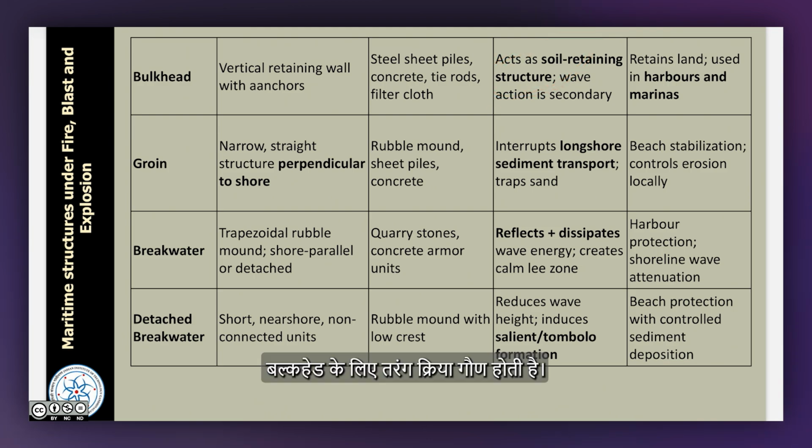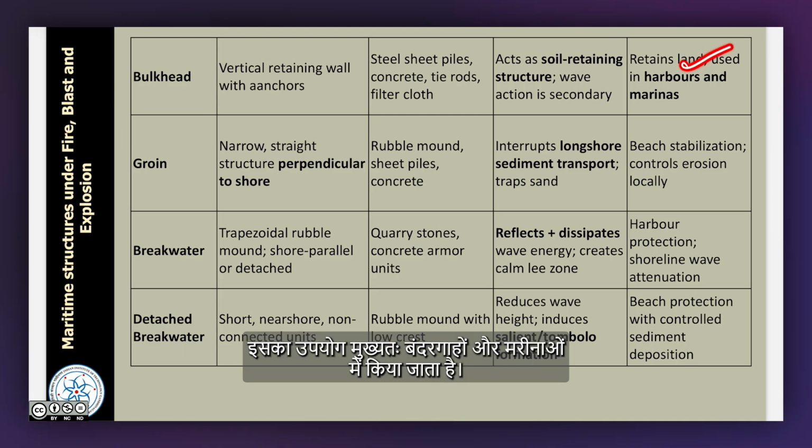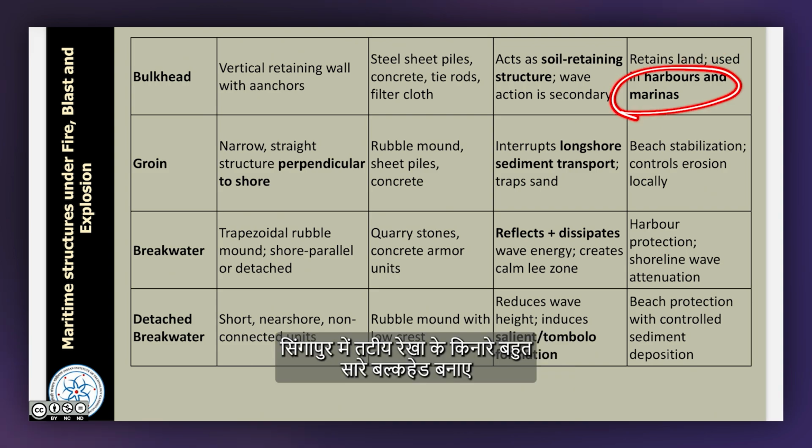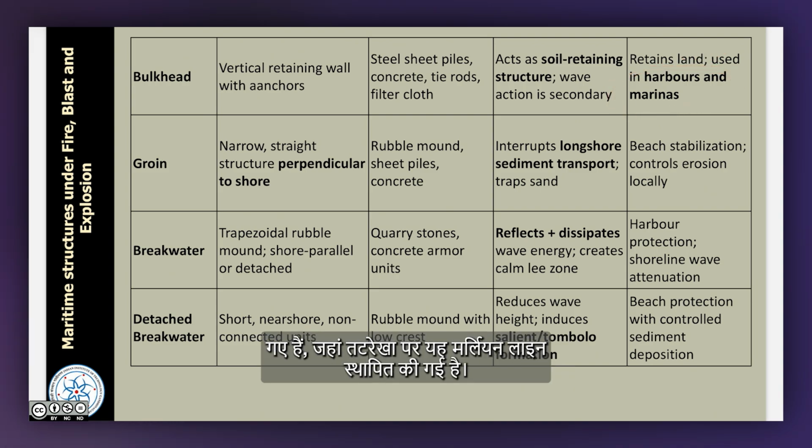Wave action is secondary for bulkheads. It helps us retain land. It is mostly used in harbors and marinas. Singapore has a lot of bulkheads constructed along the coastal line, where you have this Merlion line installed on the coastal line.